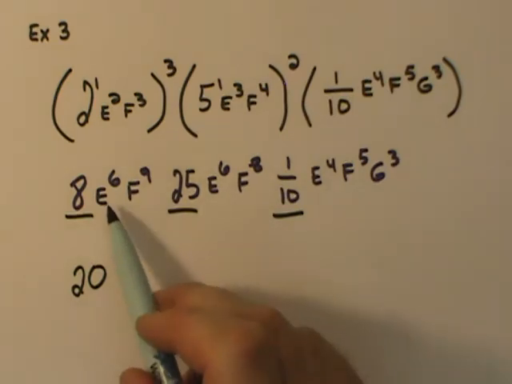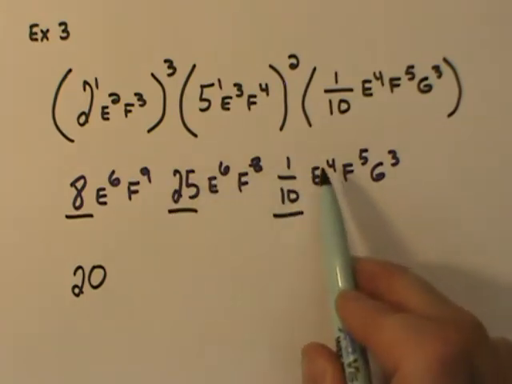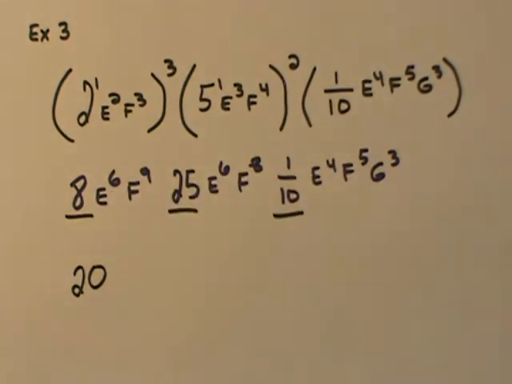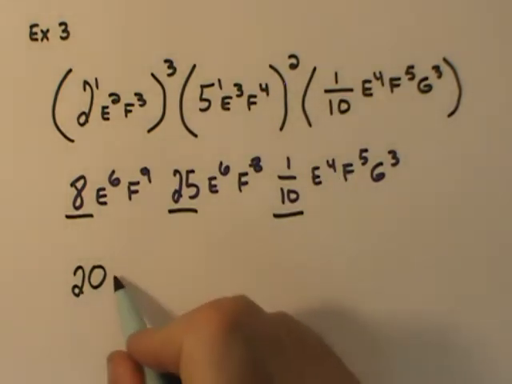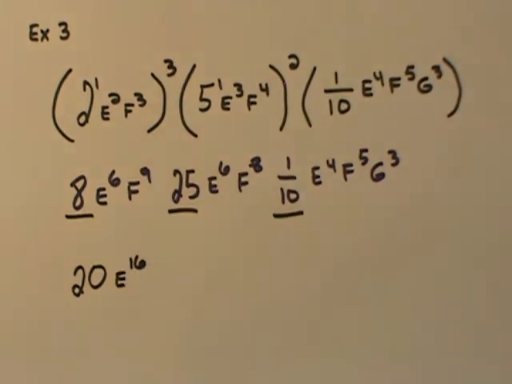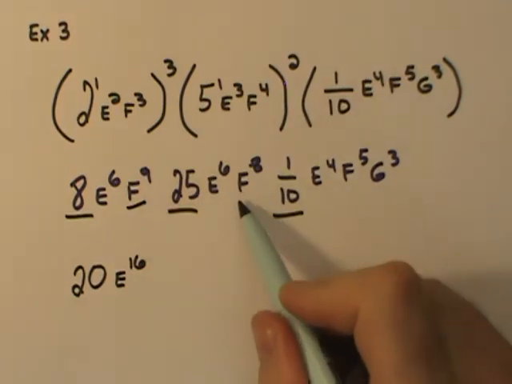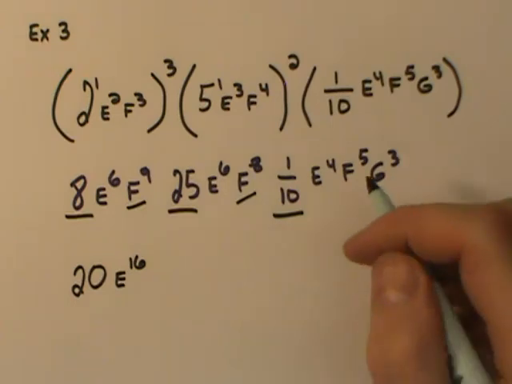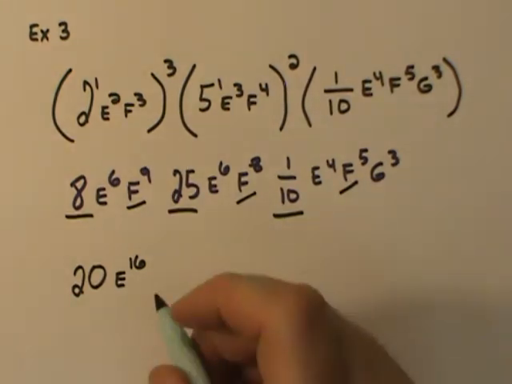I go to my e's. Because I have like bases here, I simply add those exponents for the e terms. So e6 and e6 would be e12. E12 and e4 would be e16. I move to the f's. An f9 and f8 would be f17. F17 and f5 would be f23.